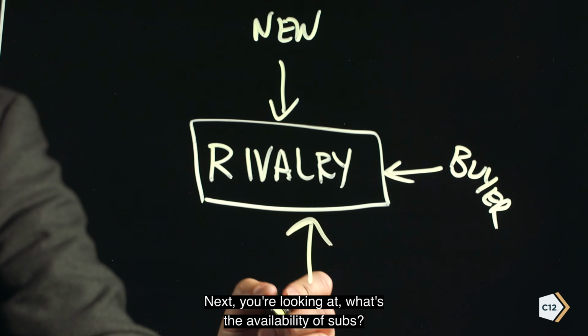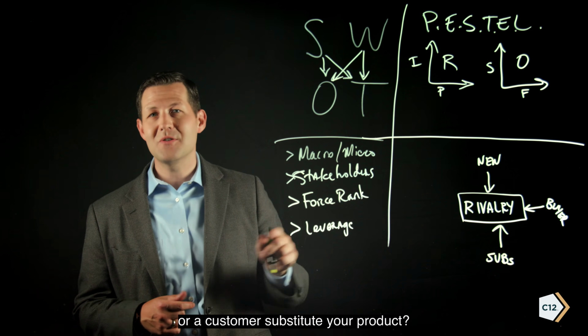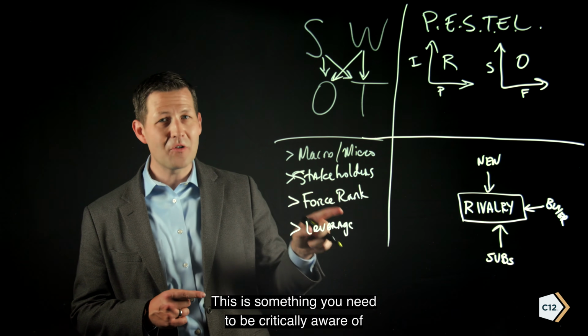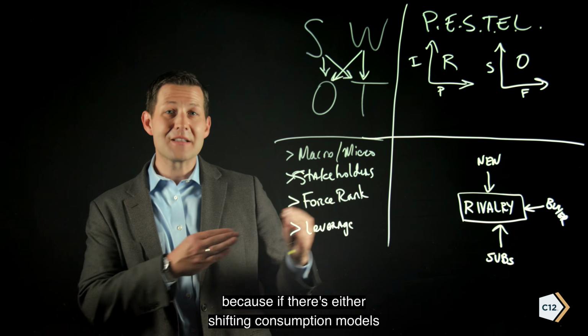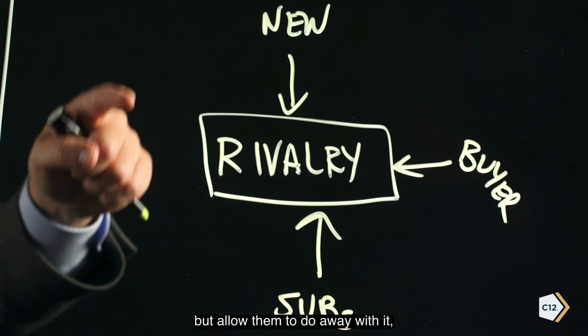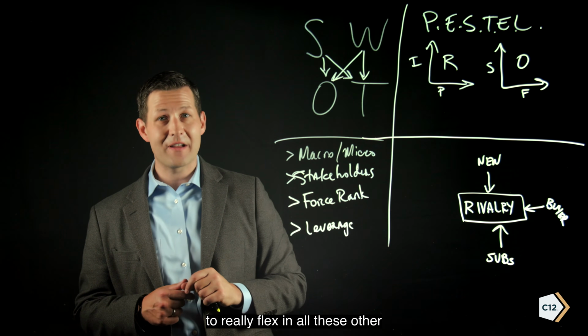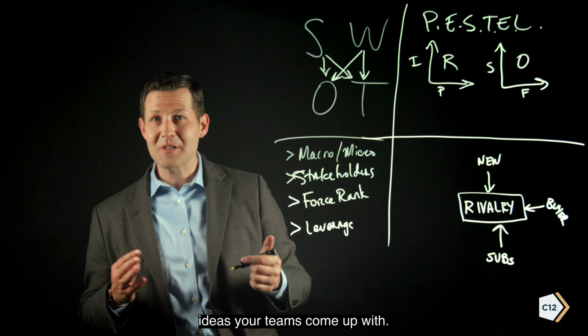Next you're looking at, what's the availability of substitutes? How easily could a buyer or a customer substitute your product? This is something you need to be critically aware of, because if there's either shifting consumption models or there's alternative products and programs that are not the exact thing but allow them to do away with it, that can shift your strength and opportunities to really flex in all these other ideas your teams come up with.